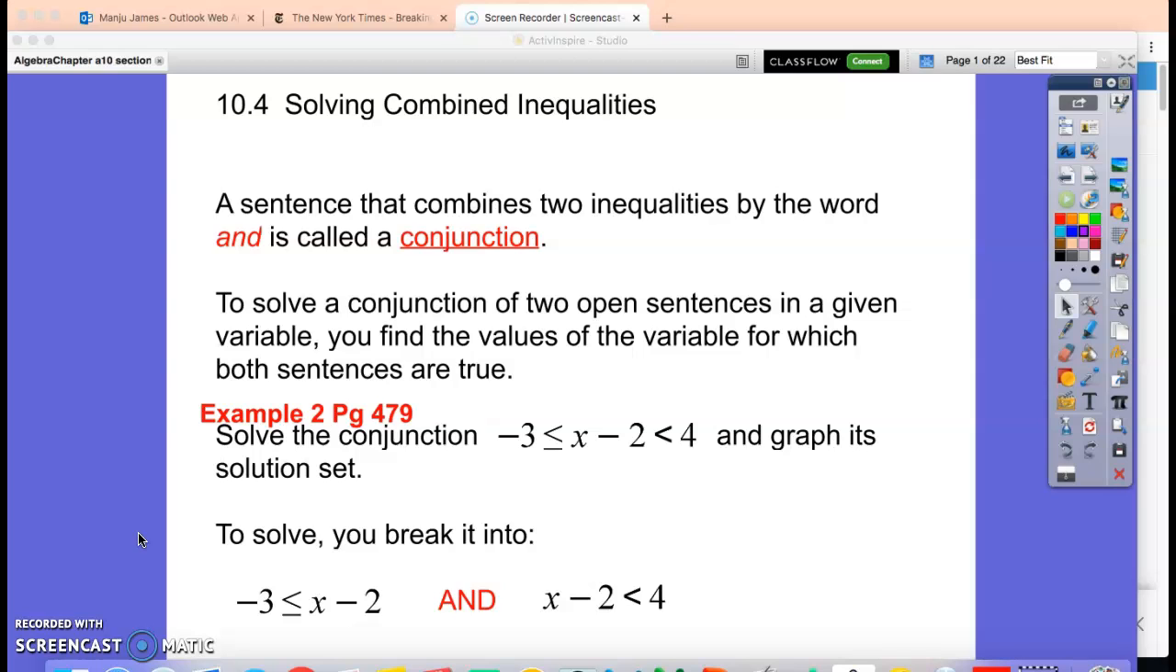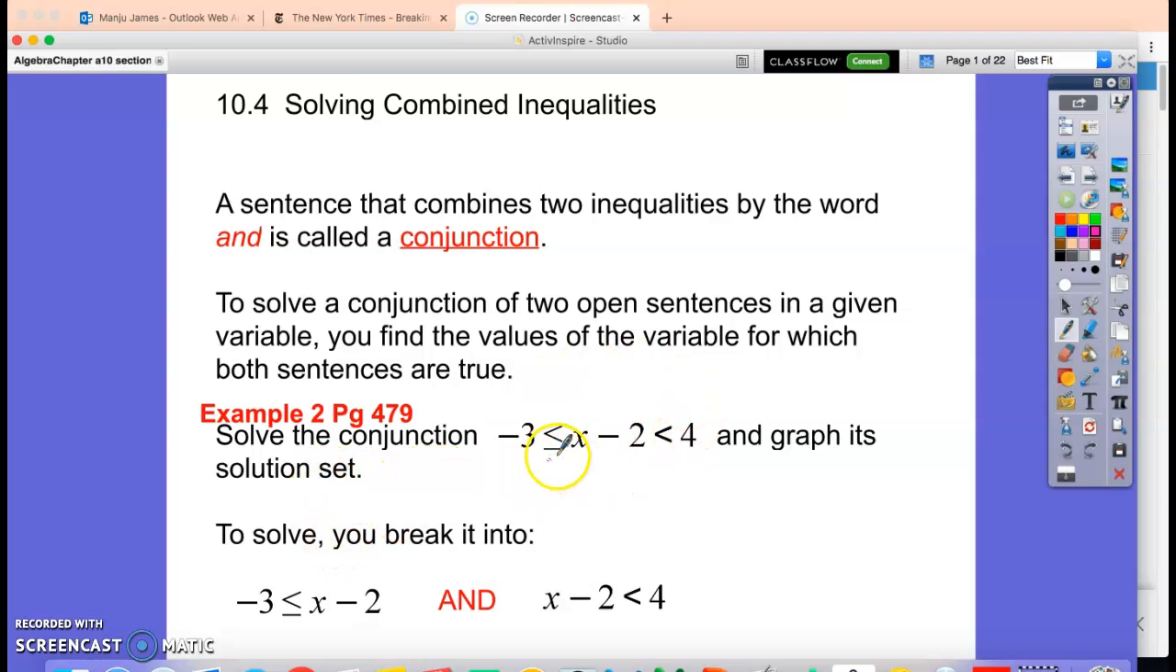Amen. So section 10.4, solving combined inequalities. We are combining two inequalities. A sentence that combines two inequalities by the word "and" is called a conjunction. For this example, -3 ≤ x - 2 < 4.